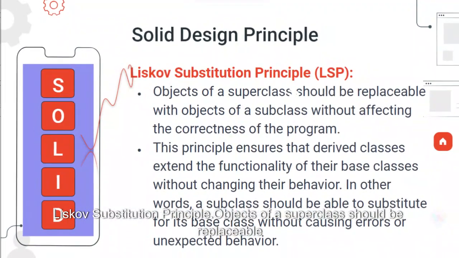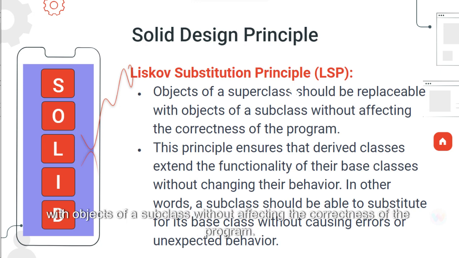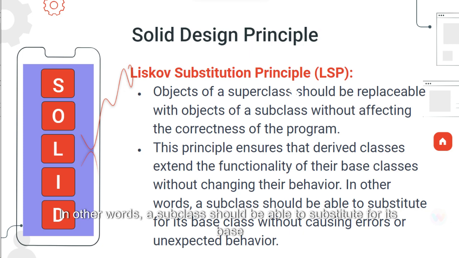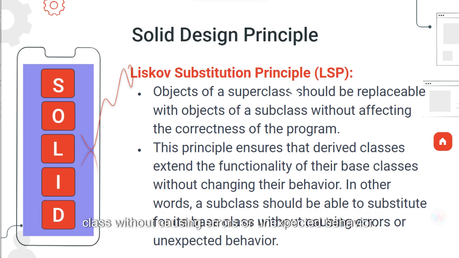Liskov substitution principle. Objects of a superclass should be replaceable with objects of a subclass without affecting the correctness of the program. This principle ensures that derived classes extend the functionality of their base classes without changing their behavior. In other words, a subclass should be able to substitute for its base class without causing errors or unexpected behavior.